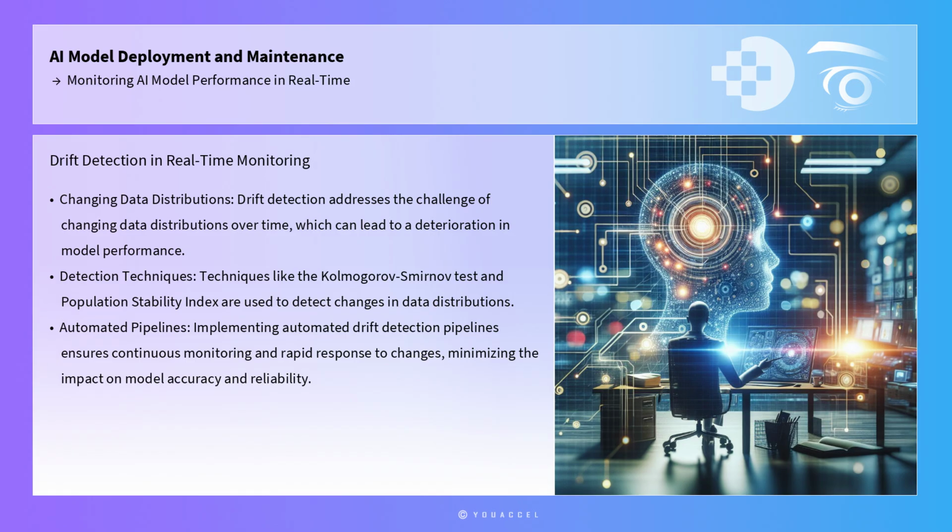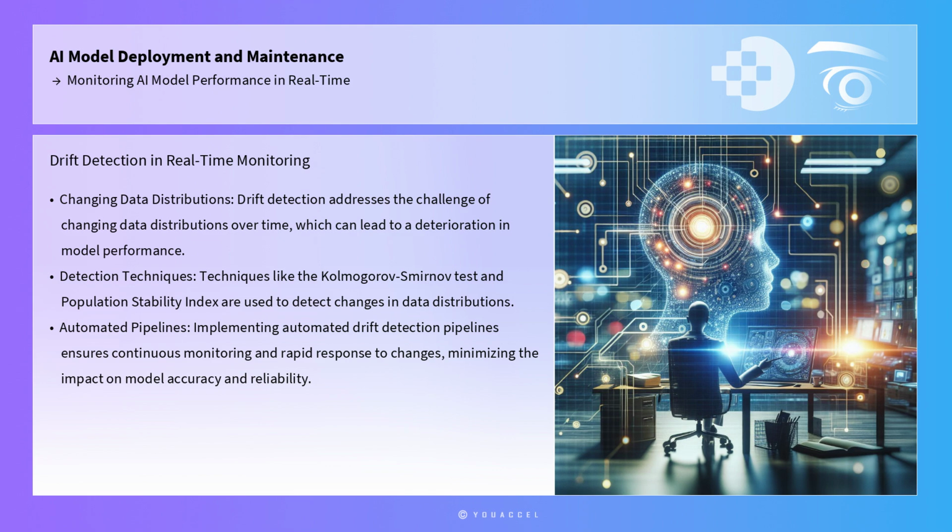Drift detection is another critical aspect of real-time monitoring, addressing the challenge of changing data distributions over time. Data drift can lead to a deterioration in model performance if not detected and addressed promptly. Techniques such as the Kolmogorov-Smirnov test and the Population Stability Index are commonly used to detect changes in data distributions, enabling early intervention to recalibrate or retrain models.